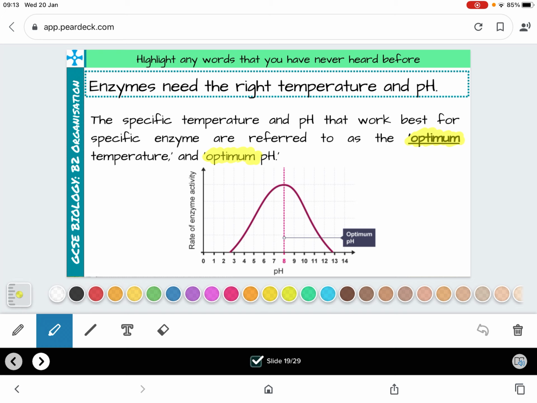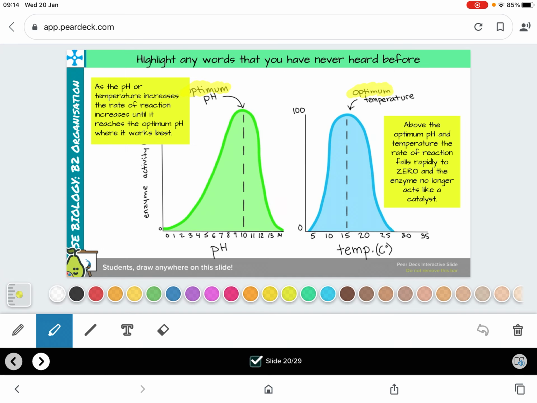So enzymes need the right temperature and pH, and we use this word optimum. So a few people highlighted optimum. Optimum just means the best. So the best temperature or the best pH that it works out. And you can find this on a graph by looking at where the peak is. So mostly graphs will go up like this, and there will be a top point, and you draw a little line down, and that will tell you the best conditions for that enzyme.